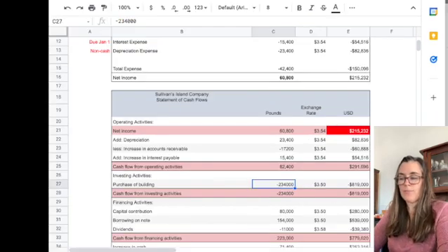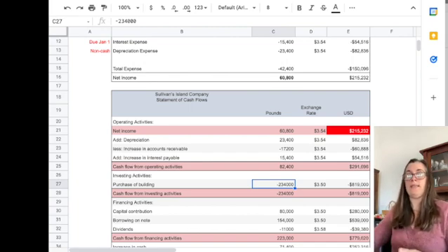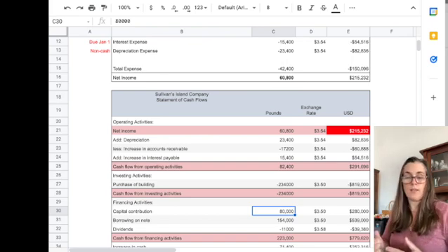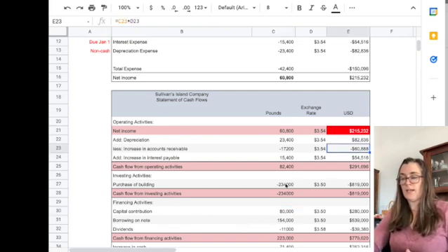Next, we have investing. We're going to reflect that we took 234,000 pounds and we spent that on a building. That's a little bit more intuitive because we know that we made that purchase. It's a cash outlay. We want to reflect it as investing activity. Same thing in financing. We've got a capital contribution. We received new cash from a contribution. This is owner-related activity, 80,000 pounds.